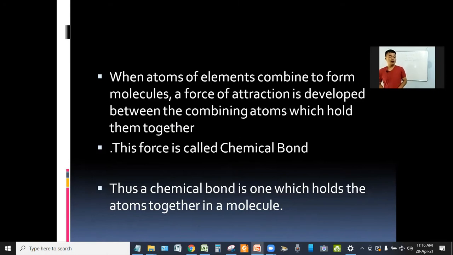When atoms of elements combine to form molecules, a force of attraction is developed between the combining atoms which holds them together. Suppose two atoms of oxygen combine. There is a force of attraction between them, and this force holds them together. We call this a chemical bond. Thus, a chemical bond is the force of attraction which holds the atoms together in a molecule so that they can be stable.